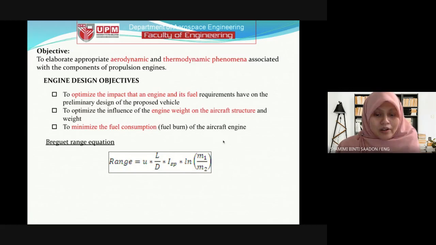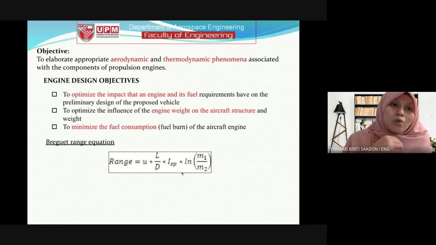So we have this Breguet range equation. Range means the distance. To get an optimum distance, we can calculate it by using these parameters. So this is mass flow, this is specific thrust, this is the length, etc. Velocity. So this Breguet equation involves not just the propulsion part, but also the structure part, aerodynamic parts, etc.